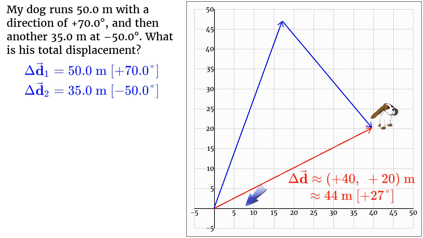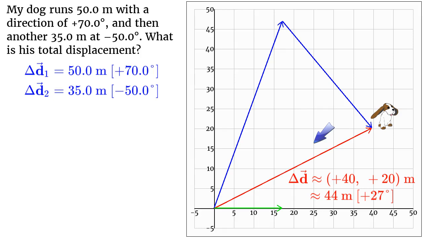Let's focus now just on the x motion. The first part of the displacement, the 50 meters with 70 degrees for the direction, if we look at just the x component, we can see that it starts at the origin and its x coordinate up by the tip of the vector is between 15 and 20. It's about 17 meters. So we can illustrate the x component of that displacement by drawing a vector from 0 to about 17 along the x-axis.